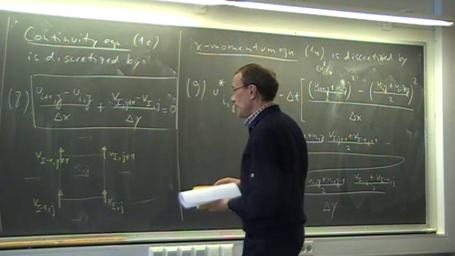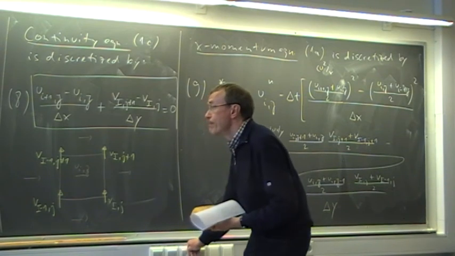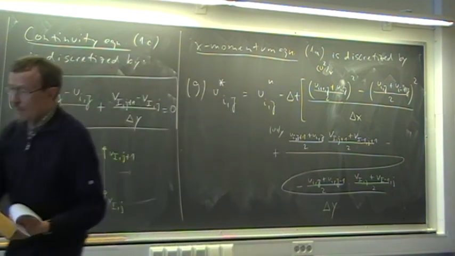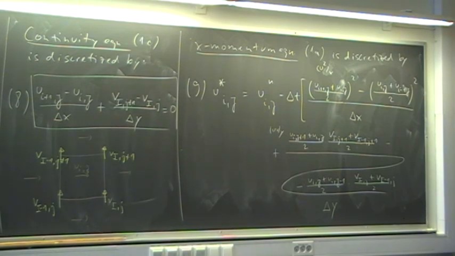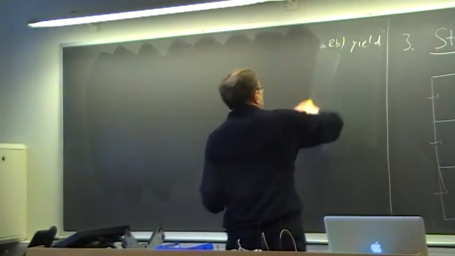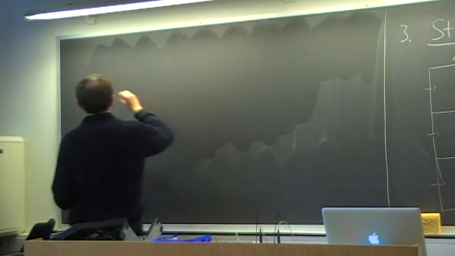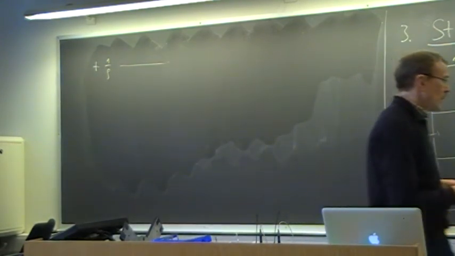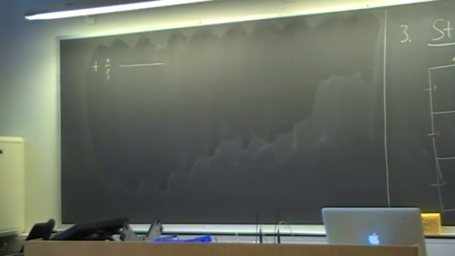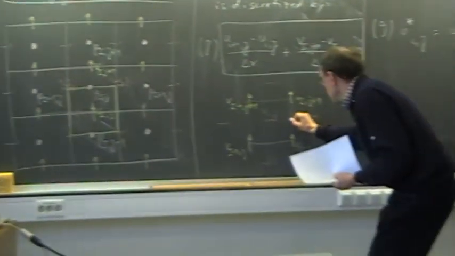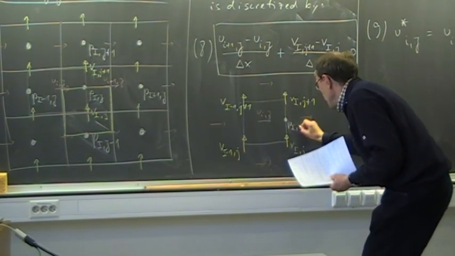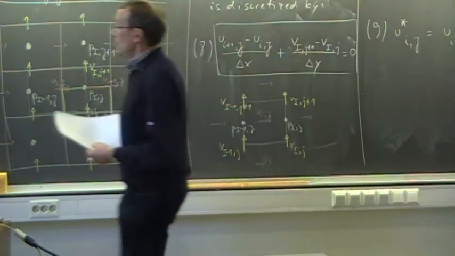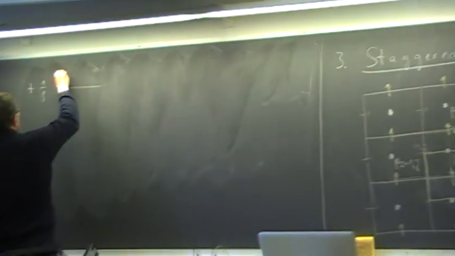And time is running, so let's see. So we have now the dp dx. Nice thing. You see, we have the p exactly where we need it. We have the p sitting here, that is the p_{i,j}, and this is the p_{i-1,j}. That is the beautiful thing with this staggered grid. The values sit where we need them.